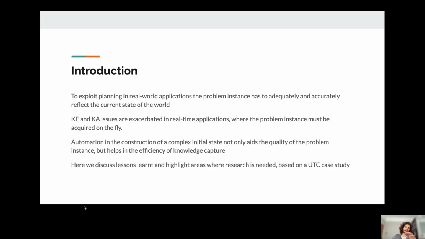There is automation that can be put in place for creating the problem instance, but during a case study that I'm going to describe in the next slide, we faced quite a lot of issues around the generation of problem instances. So we are discussing here some lessons learned, and we are highlighting some areas where we believe the planning community should focus in order to better support the use of planning in real-world applications.